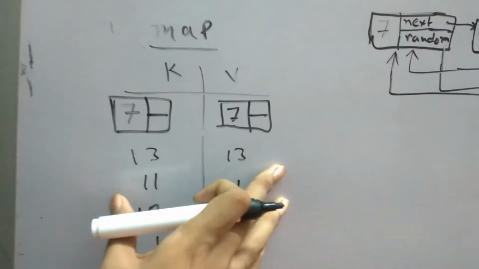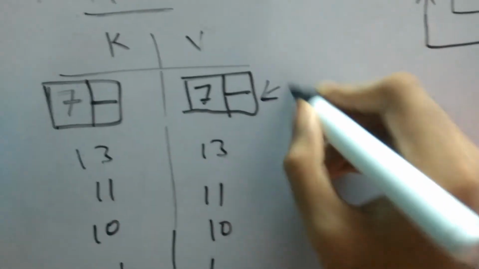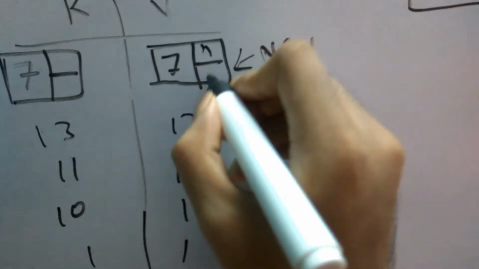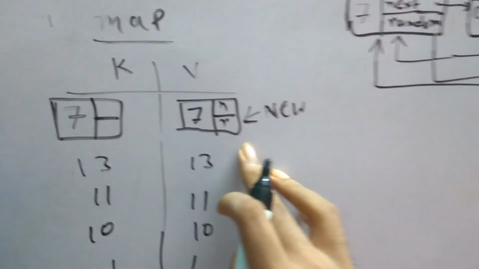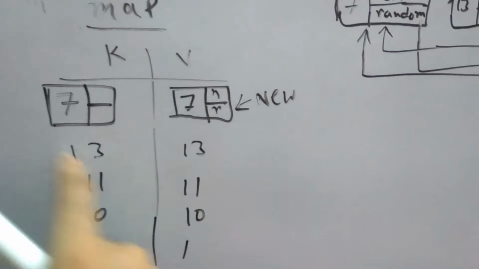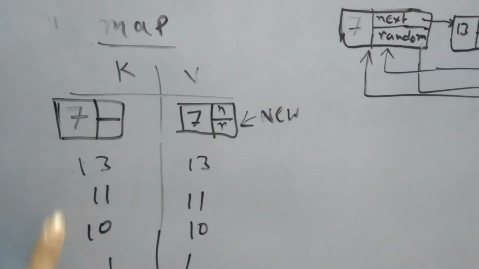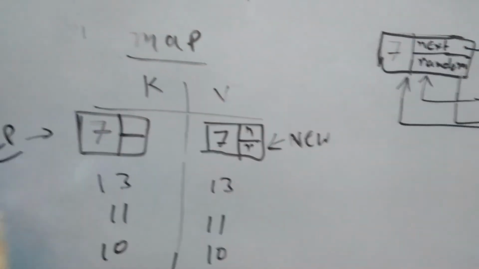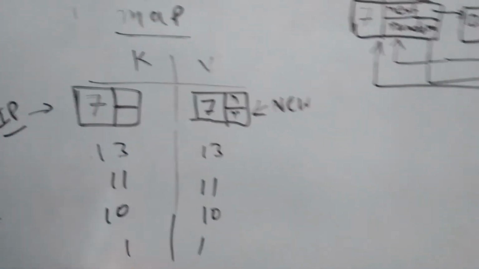So now after mapping, these are new nodes where the next pointer and the random pointer are not connected to any of these nodes, but here all the pointers are connected because this is our input list, right? This is our input list. Here all the pointers are connected.